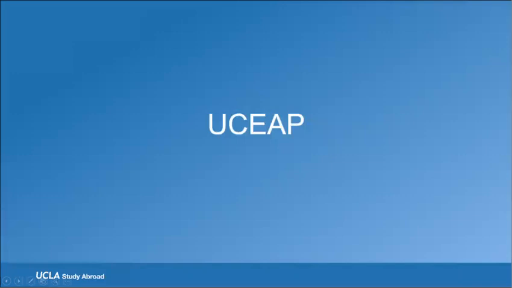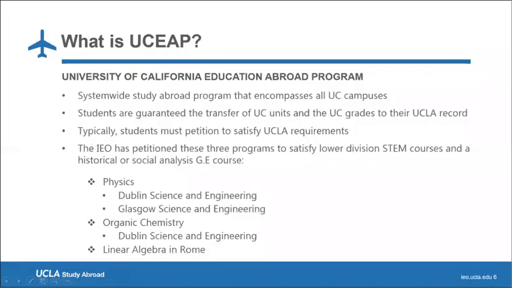So what is UCEAP? UCEAP is an acronym for University of California Education Abroad Program. This is a system-wide study abroad program that encompasses all the UC campuses. On a UCEAP program, students are guaranteed to have the UC units and the UC grades transferred to the UCLA record. And typically students are required to submit a petition to satisfy any UCLA requirements.